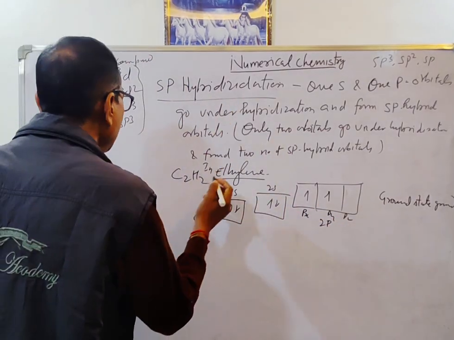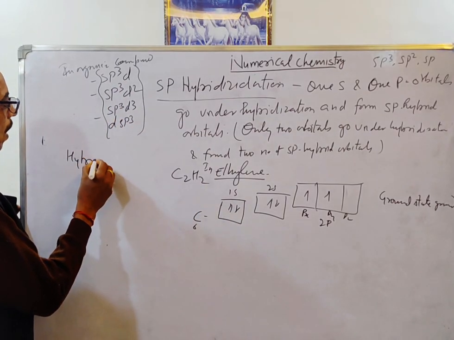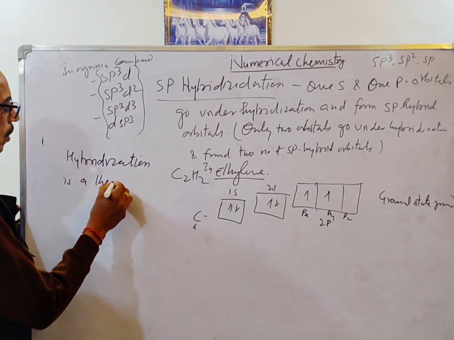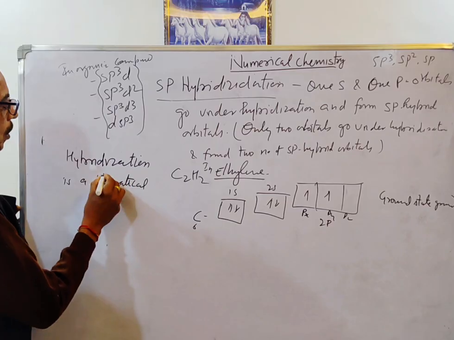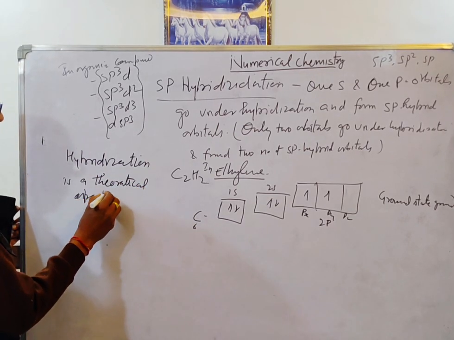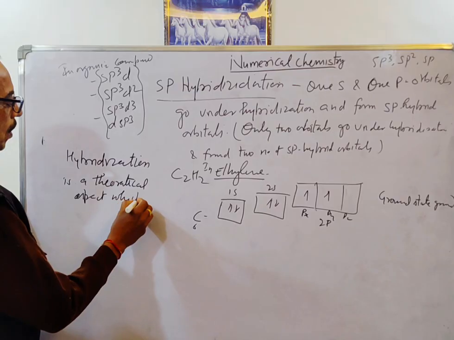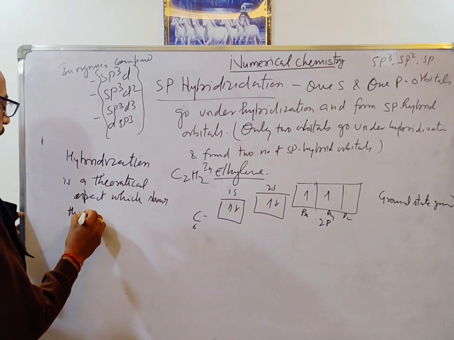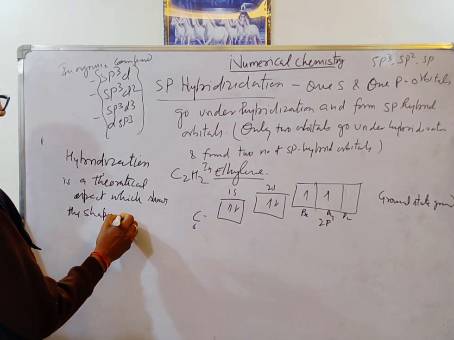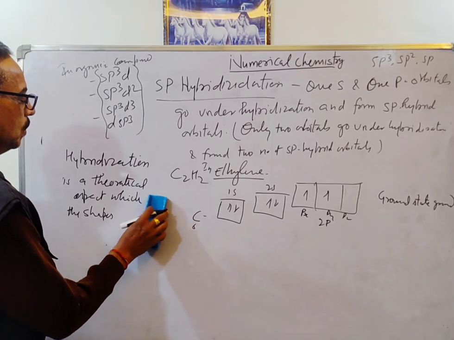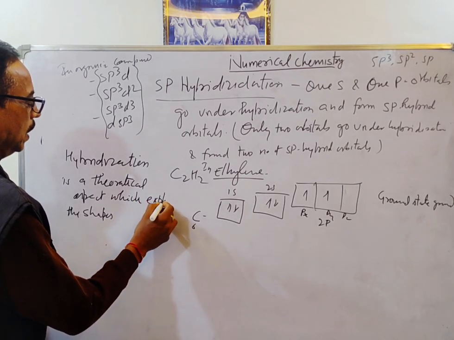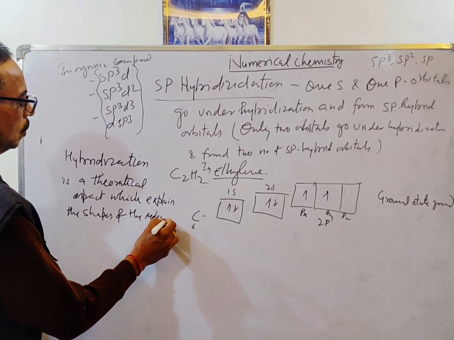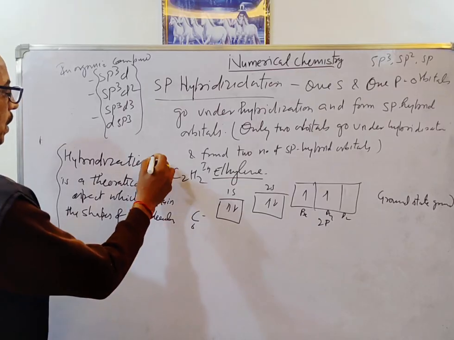So you can write here: hybridization is a theoretical aspect which shows or explains the shapes of the molecule, bond energy, so many things. So this is a very important point.